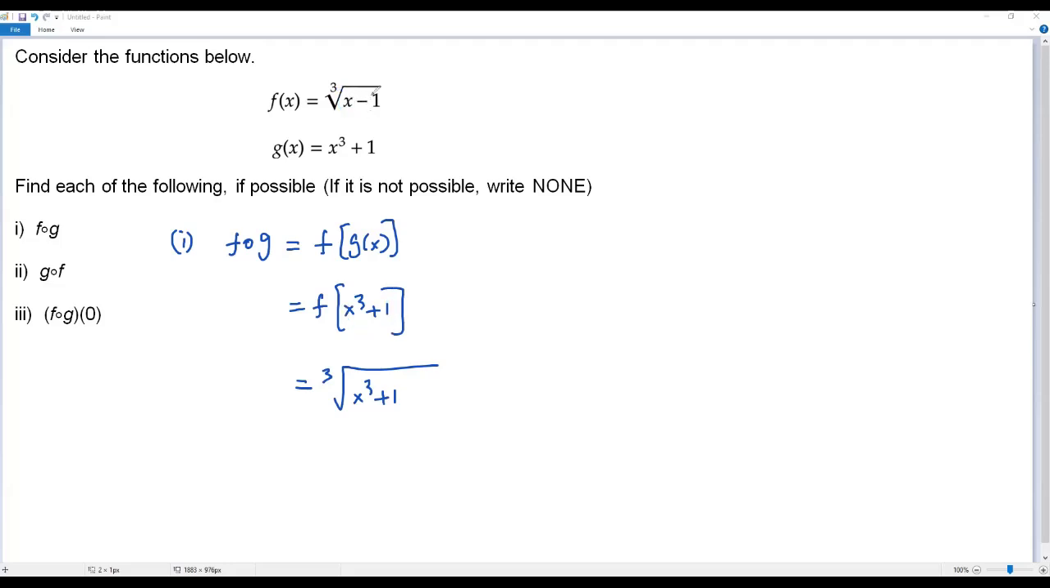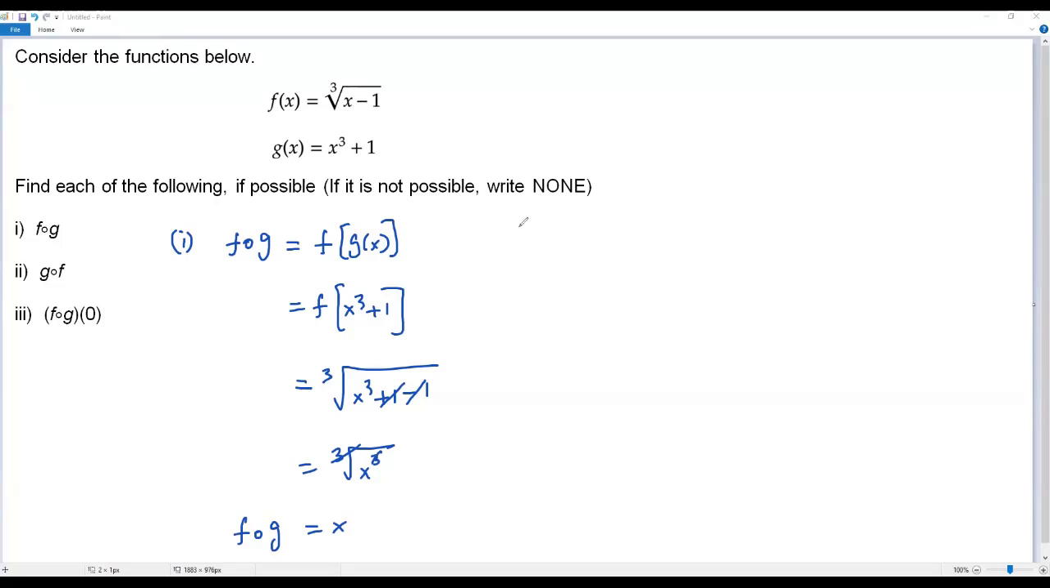Then I write the minus 1 as it is. So the plus 1 and minus 1 cancel, that is, it becomes 0. Then we get the cube root of x cubed. The exponent 3 on x and the cube root cancel out, and I get x. So the result for the composition f ∘ g is x. Now we have answered the first question.